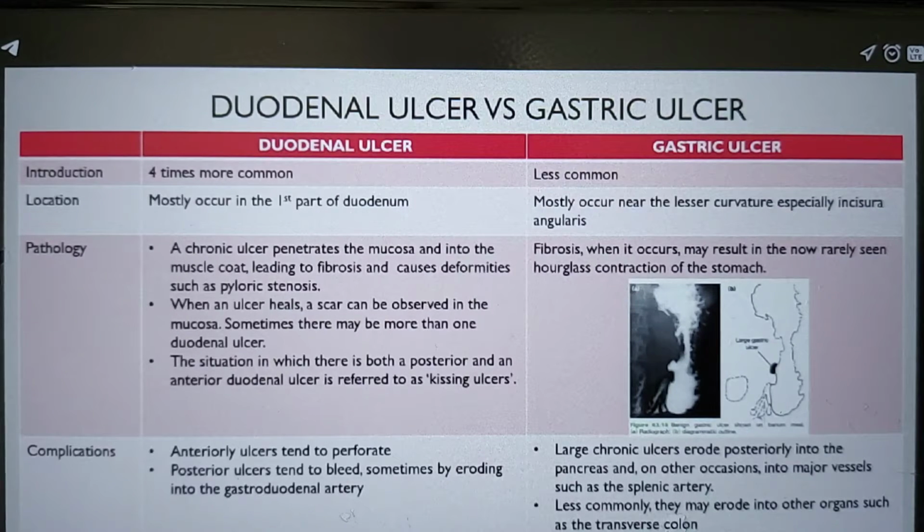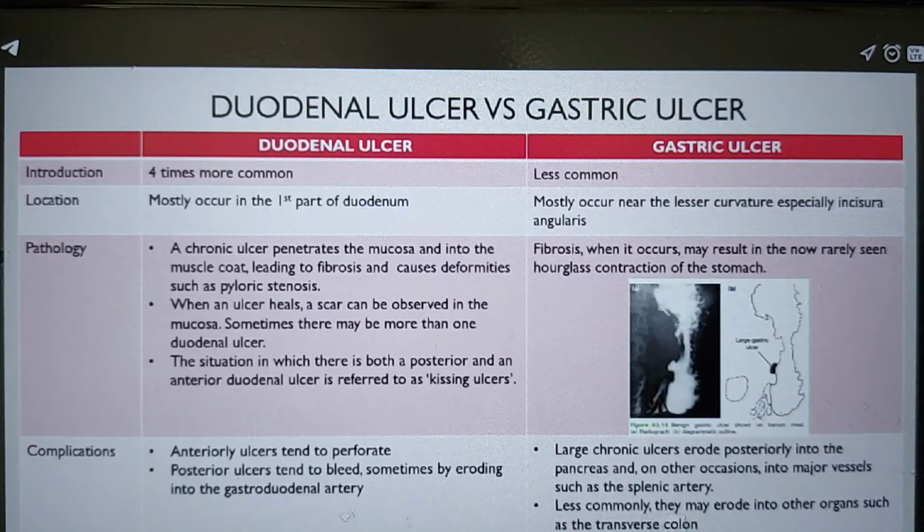infraangularis. And in gastric ulcer, usually the ulcer will fibrose, and when it occurs, it may result in a narrowing, hourglass contraction of the stomach. The complication of gastric ulcer is large and chronic.